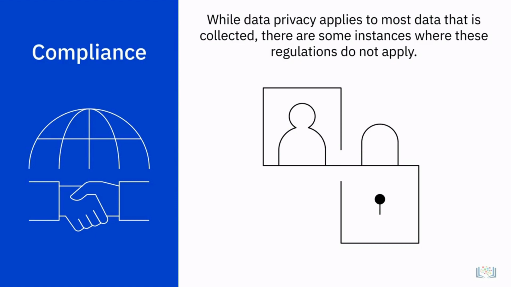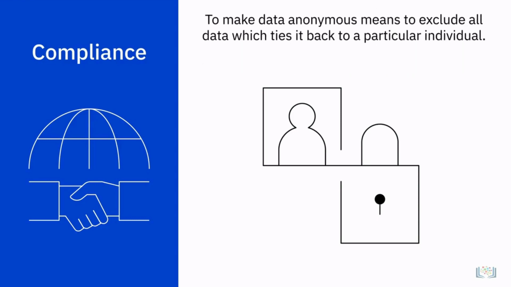In order for these laws and regulations not to apply, the particular collection of data must be completely anonymous. To make data anonymous means to exclude all data which ties it back to a particular individual. While this approach might not be practical in all circumstances, collecting data with privacy in mind could remove privacy limitations and make data collections more accessible.